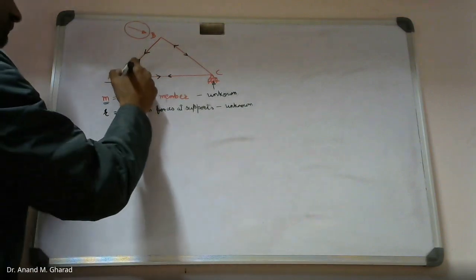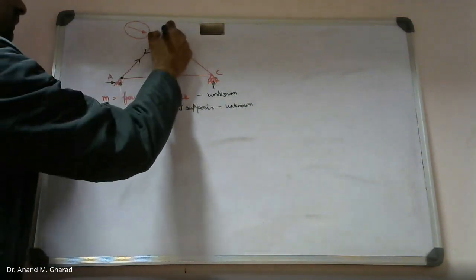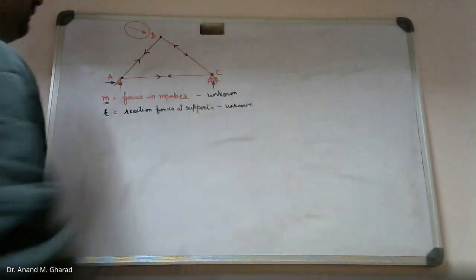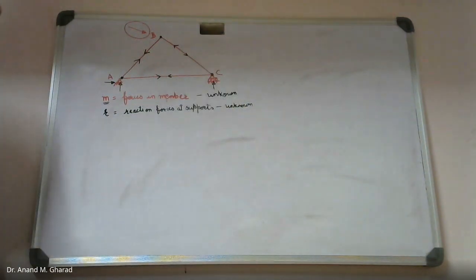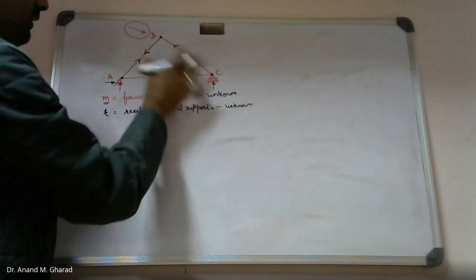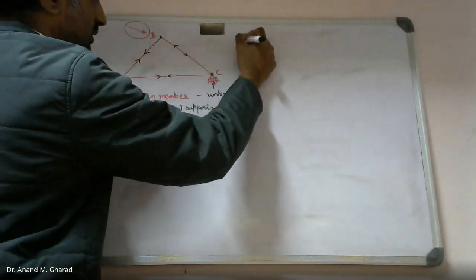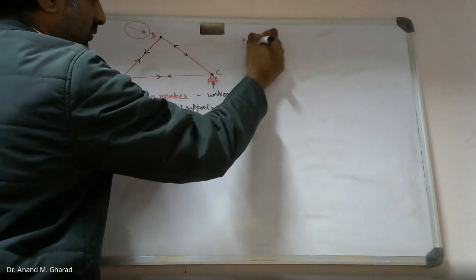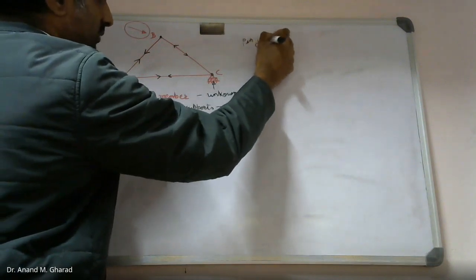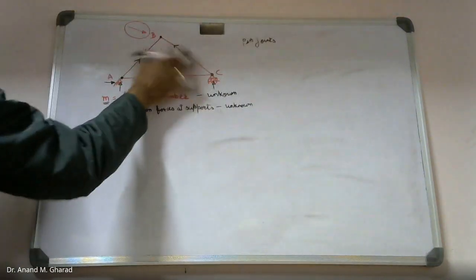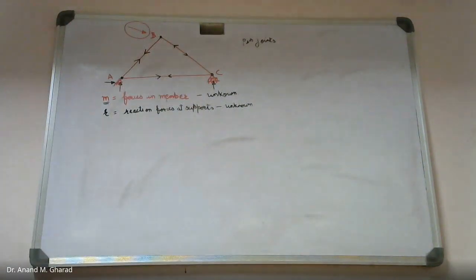Let me consider these joints. One assumption in truss is that all the members are connected with the help of pin joints. Okay, so this is an assumption. Pin joints are provided in order to connect different members.